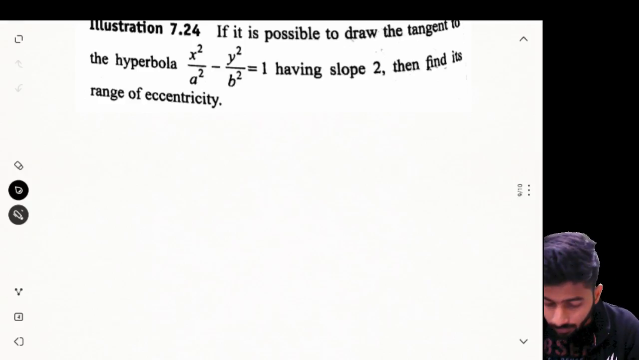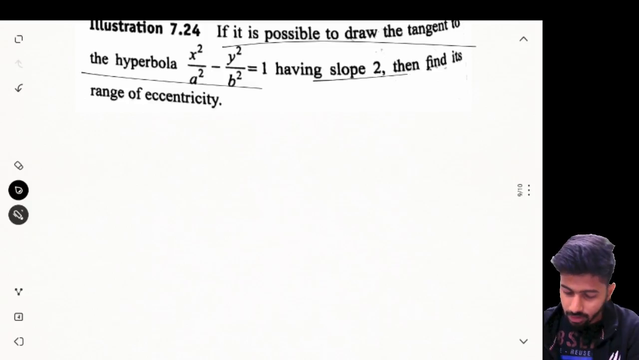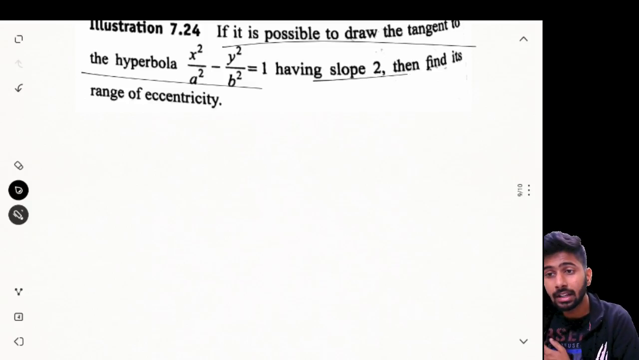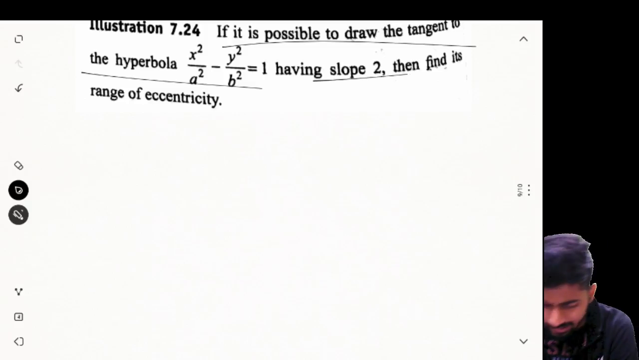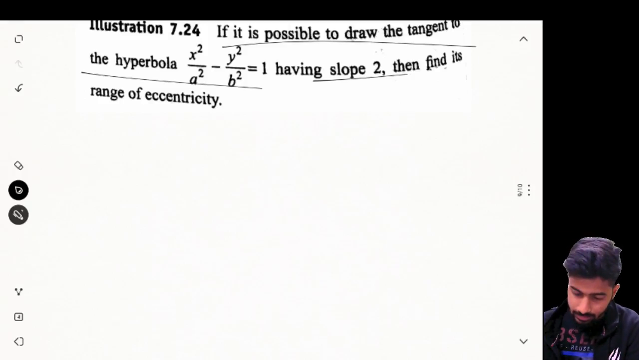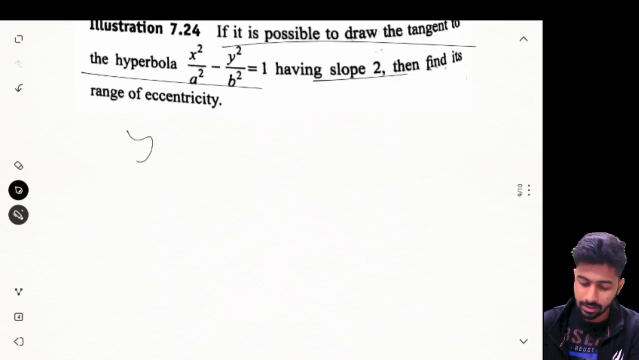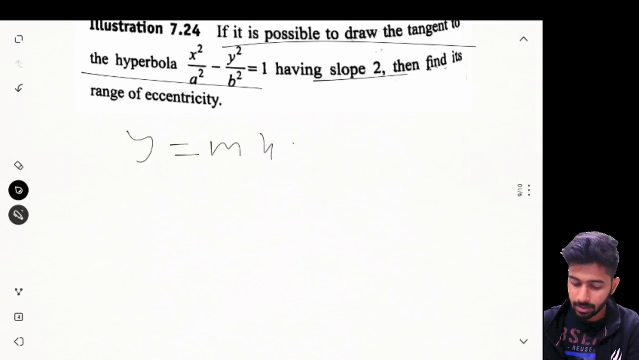Let's discuss this problem, second last problem for the day. If it is possible to draw a tangent to this hyperbola having slope 2, then find the range of its eccentricity. Slightly more involved problem. So we'll first write the general equation of a tangent, which is y equals mx plus or minus under root a square m square minus b square.